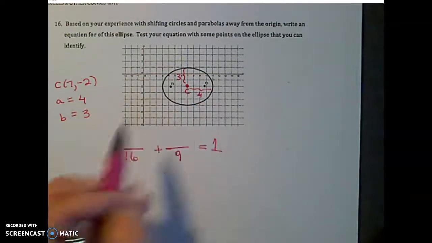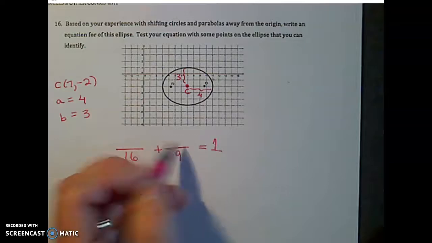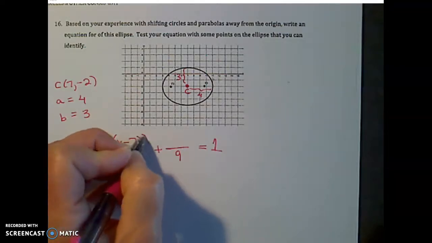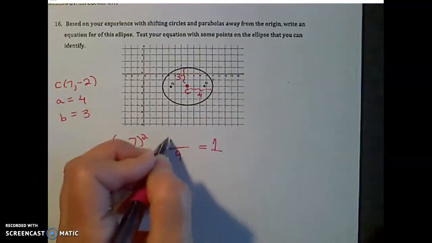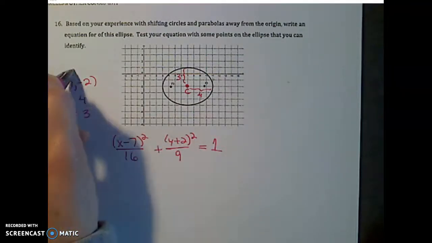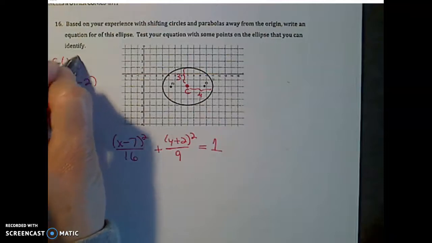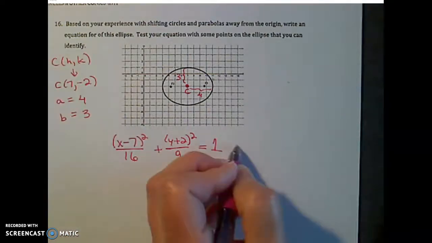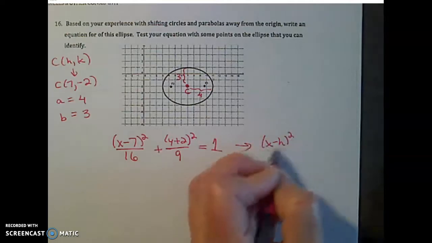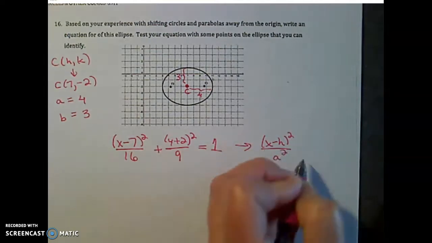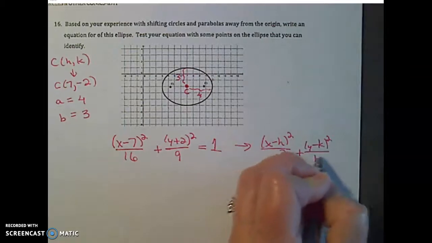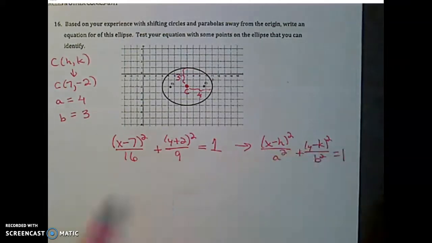But since I'm not at the origin, I'm not just going to have an x squared and a y squared. Similar to a circle, I'm going to have an x minus 7 squared, y plus 2 squared, when I plug in that center, which we're again going to call h, k. And that becomes a standard equation of an ellipse looking like x minus h squared over a squared plus y minus k squared over b squared equal to 1.